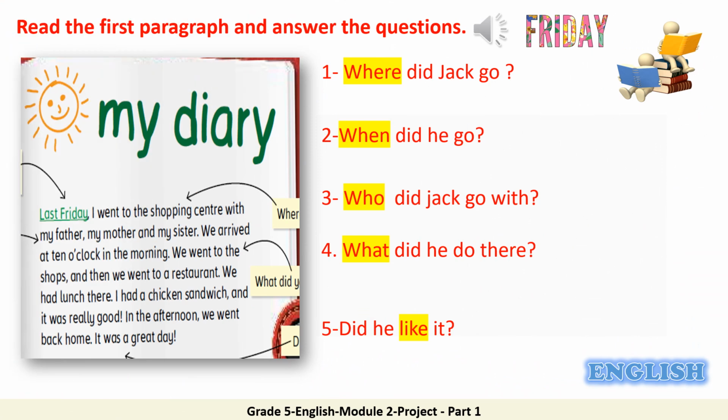Guys, open your student's book page 25. You are going to read the first part of Jack's diary. Before we start reading, let's read the questions. 1. Where did Jack go? 2. When did he go? 3. Who did Jack go with? 4. What did he do there? 5. Did he like it? Don't forget to underline your answers on the text. Let's shadow read. Go on.